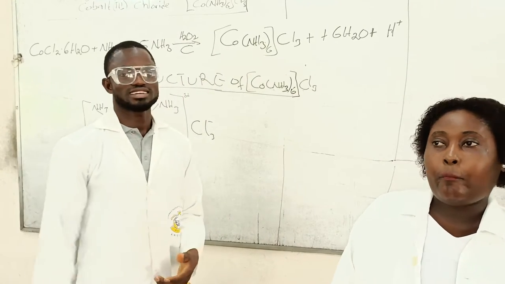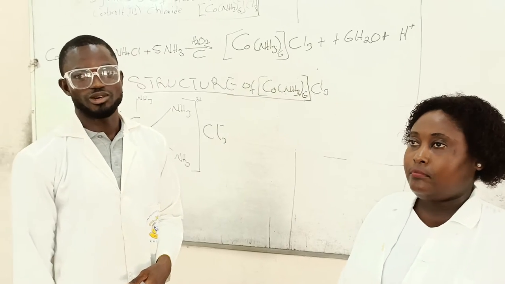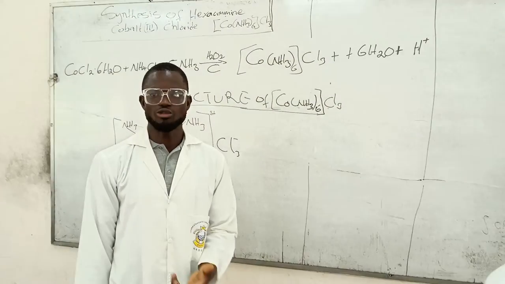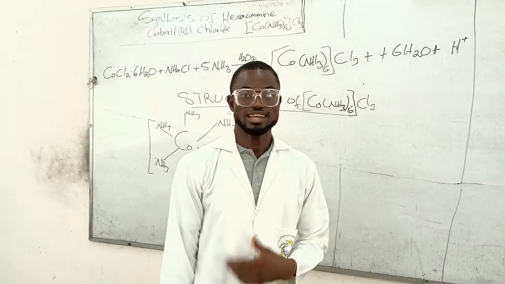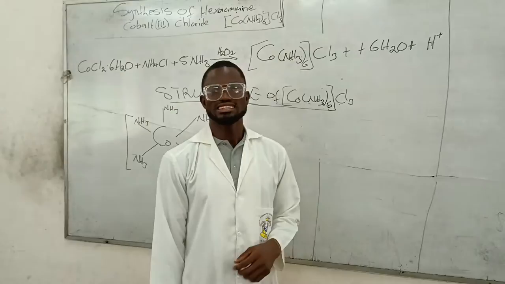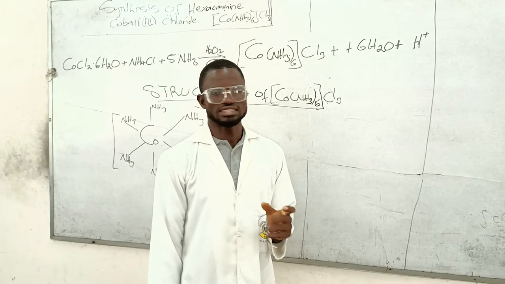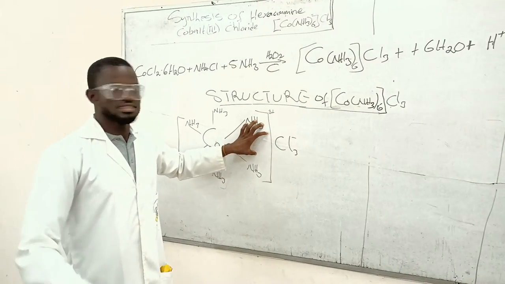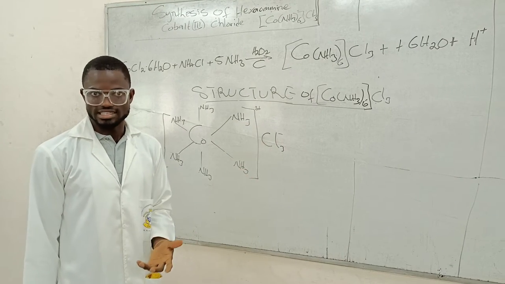As she said, today's practical is on the synthesis of hexaammine cobalt 3 chloride. Now let's look at the application of it before we move on to the synthesis. Hexaammine cobalt 3 chloride is applied in many cases. One application is in DNA crystallization. How does it do that? The positive sphere stabilizes the phosphate group of DNA, and this helps in crystallization.